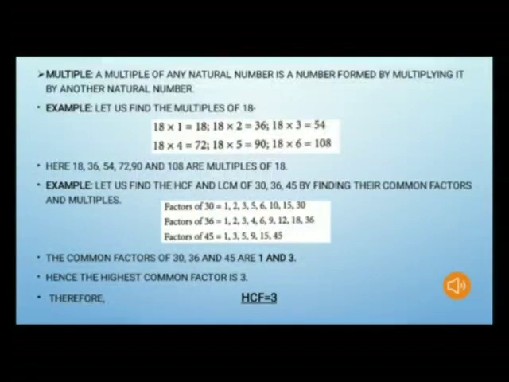18 multiply 1 equals 18. 18 multiply 2 equals 36. 18 multiply 3 equals 54. 18 multiply 4 equals 72. 18 multiply 5 equals 90. 18 multiply 6 equals 108. Here 18, 36, 54, 72, 90 and 108 are multiples of 18.